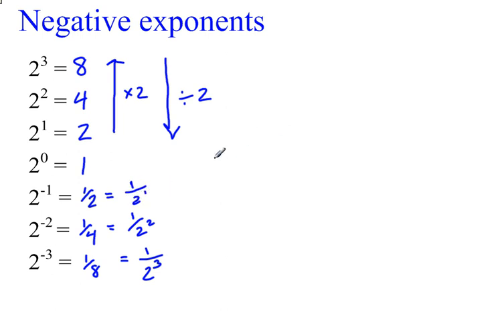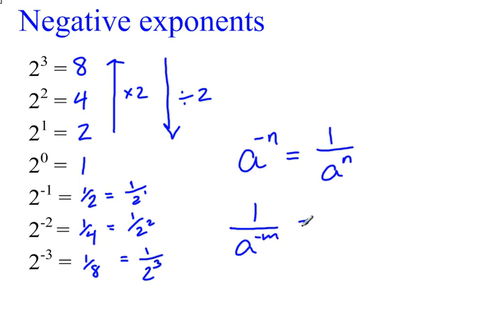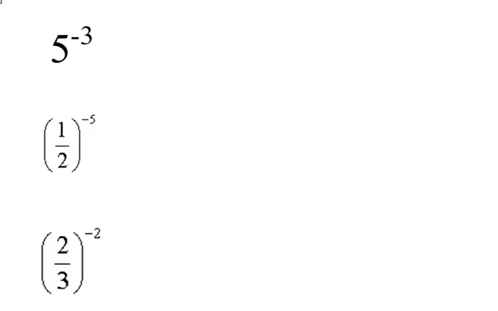So that brings us to our negative exponents. If I have a to the negative n, that is equal to 1 over a to the n. And sometimes we might see something like this, 1 over a to the negative m, then that's going to be the same as a to the m. All right, so let's try this out with some problems. I would suggest pausing and coming up with these answers on your own.